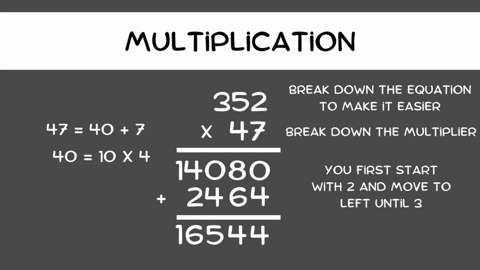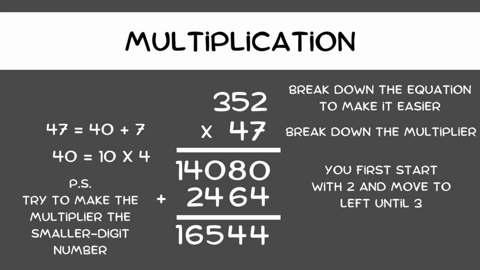Note that every time you multiply in this way, it is recommended to make the multiplier the number with fewer digits as it's easier to break down. However, this is not a requirement.